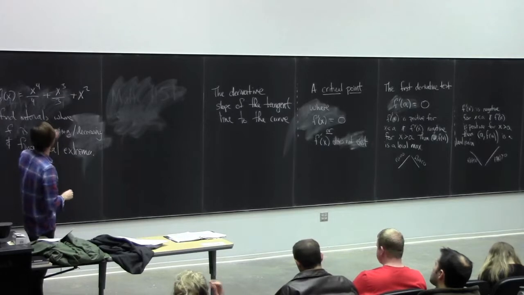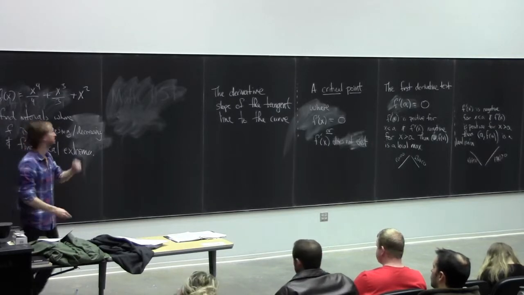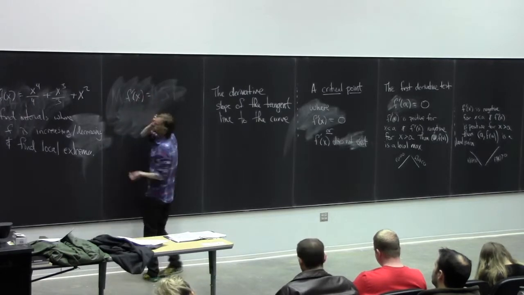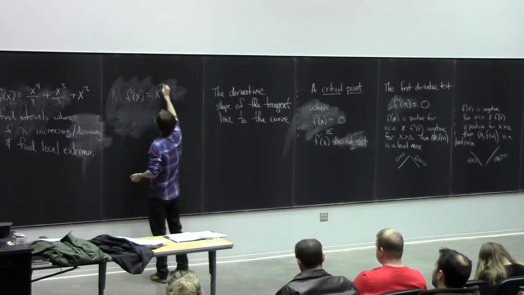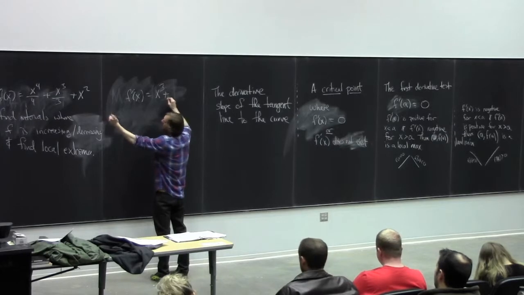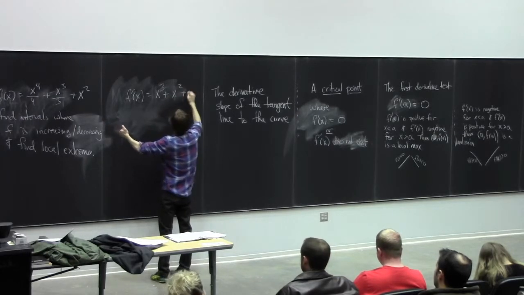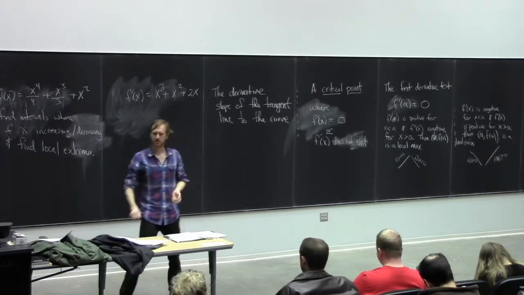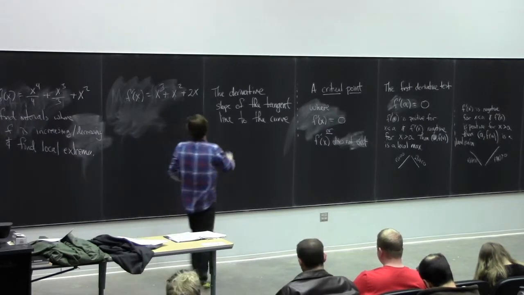All right, so this is a 4th degree equation. First thing we're going to do is take the derivative. So f prime of x is equal to x cubed plus x squared plus 2x, right? That's the derivative.